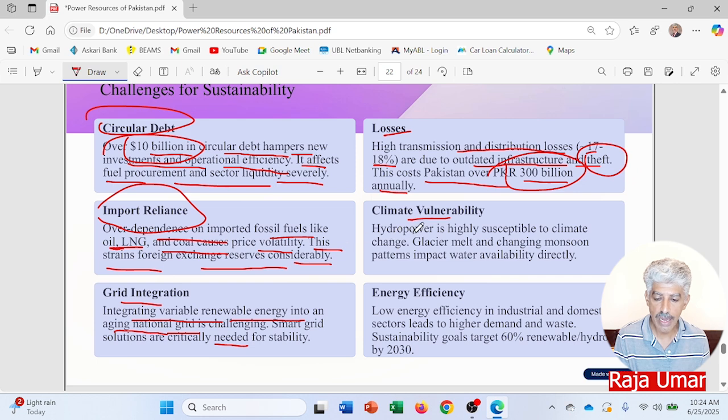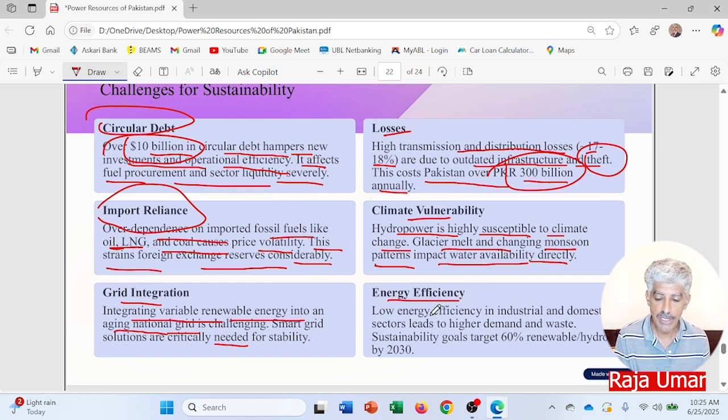So climate vulnerability: hydropower is highly susceptible to climate change. As you know, we are having less rainfall, and our dams do not have sufficient water availability to generate more hydroelectric power. In the same way, we are facing climate change impacts on solar power, as the solar energy is getting lower, and in the same way on wind power. Glacier melt and changing monsoon patterns impact water availability directly. That is the climate vulnerability related to the hydroelectric power stations.